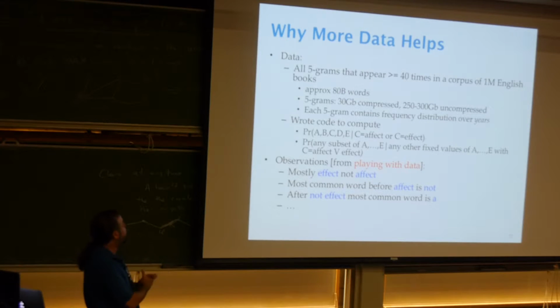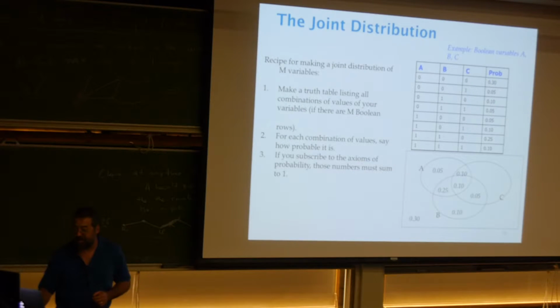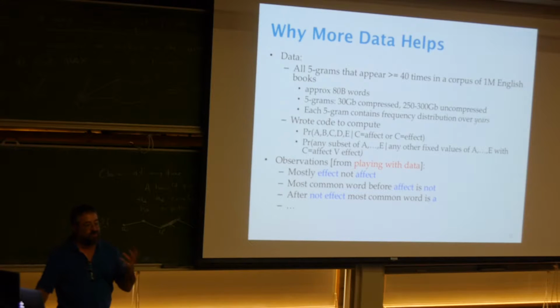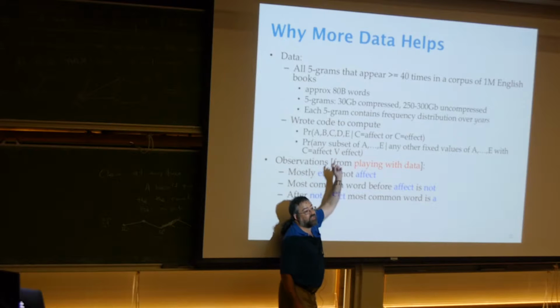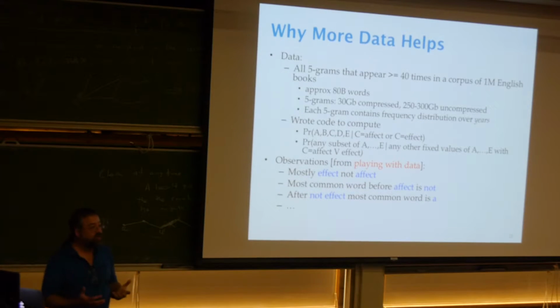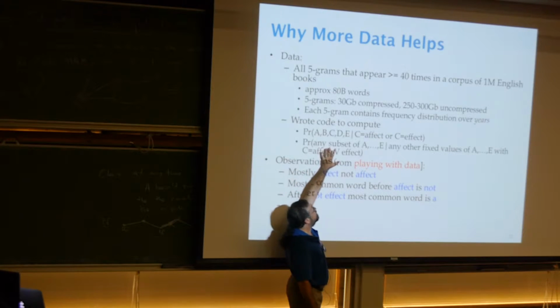From playing with the data, we could come up with some observations about what's going on. So effect is more common. If you want to look for something that will indicate you probably should be using affect, the word not, right, is a good clue. Okay. So maybe if you want to start out by writing some rules, that might be where you'd start, okay? But from a methodological point of view, what I did here is I built a joint distribution of these 5 values, all right? And from that joint distribution, I can answer lots and lots of questions, okay? So the joint distribution just tells me what's the probability of seeing any particular combination of values.